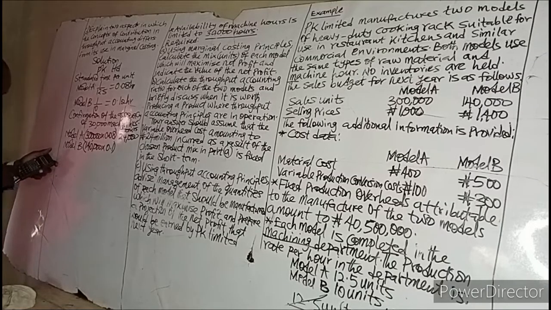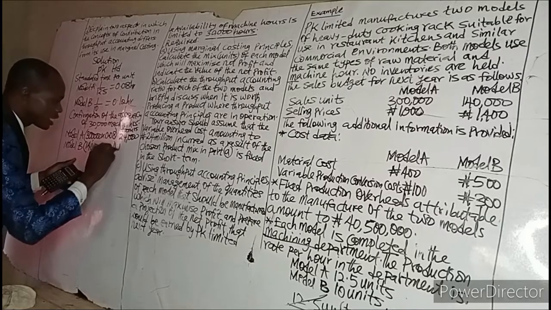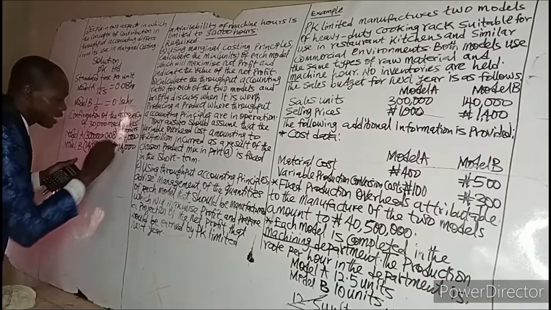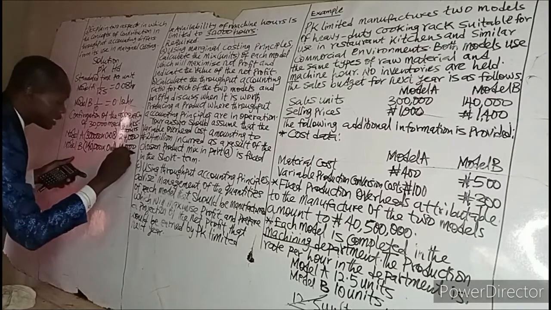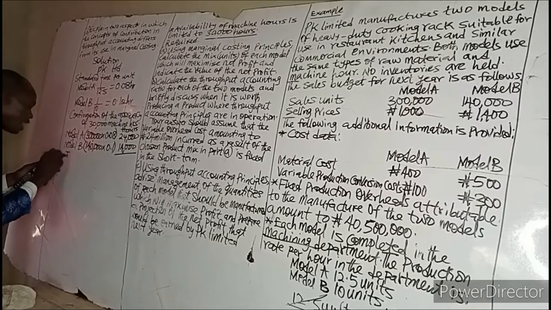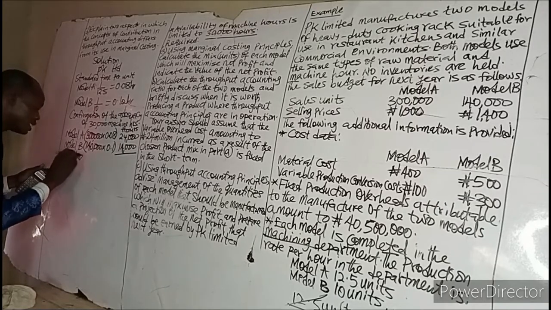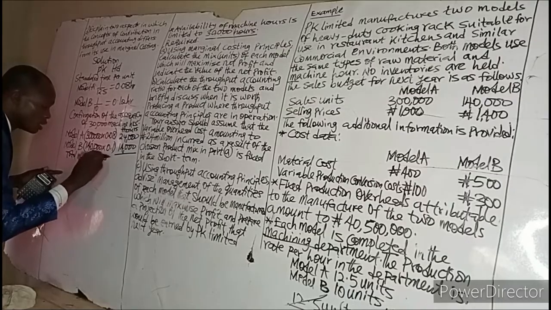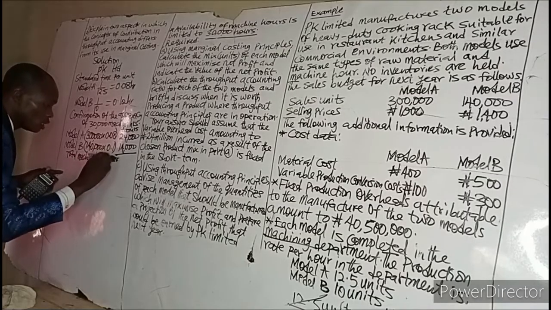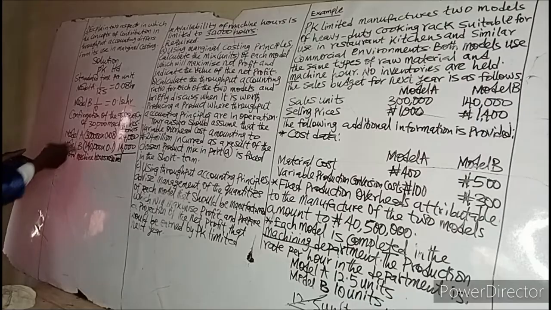140,000 times 0.1, that gives us 14,000 hours. That is, to achieve 140,000 units of model B, you will need 14,000 hours. Total machine hours required to produce 300,000 units of model A and 140,000 units of model B.